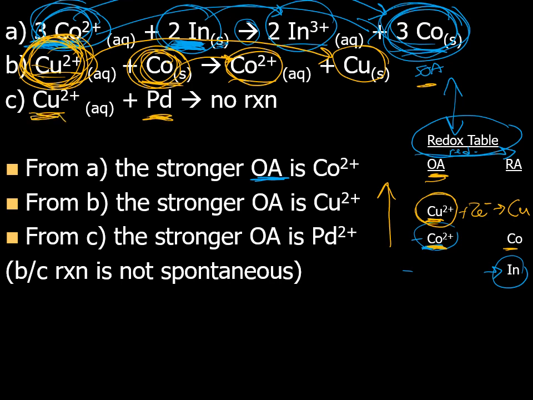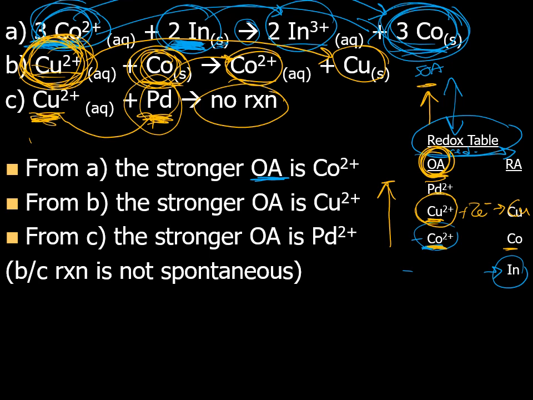So copper's trying to take electrons from palladium, but no reaction happens, which means it can't do it. Copper can't take electrons from palladium. So that means palladium must be better at gaining electrons than copper is, because when copper tries to take them from palladium, it doesn't happen. So palladium must be better at gaining electrons, which means it's a stronger oxidizing agent, which means it's going to be higher up on our list than copper is.